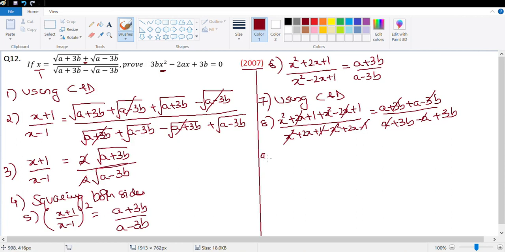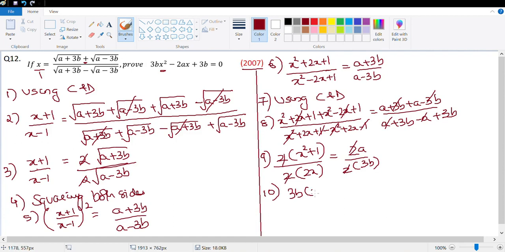So what we have is 2 times x square plus 1, and what we have is 2 times 2x. This is equal to 2 times a upon 2 times 3b. Yes, 2 and 2 gets cancelled, 2 and 2 gets cancelled. Now we can cross multiply. So when I cross multiply, 3b times x square plus 1 is equal to 2x times a. Let's open the bracket. So this is 3bx square plus 3b minus 2ax is equal to 0.